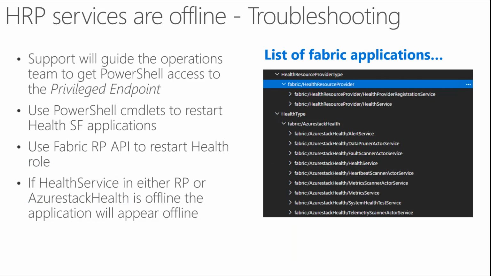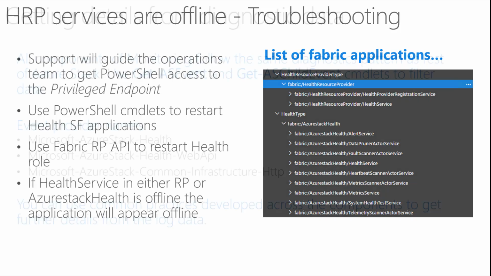So again, support will guide you through all that to get to the PEP. We talked about how to get there, the shortcut aka.ms/azurestack/PEP. And then you will use the PowerShell commandlets. You'll be guided by the support to restart the health applications. You can use the Fabric Resource Provider API to restart health role. And if health service in either resource provider or Azure Stack Health is offline, the application will appear offline.